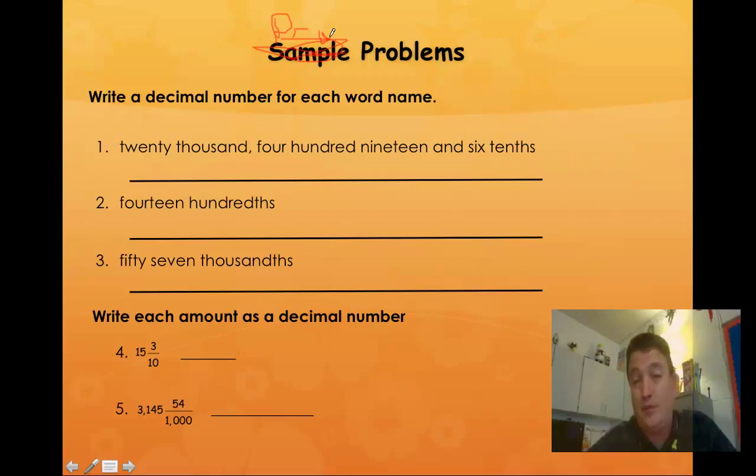So I need you to write the decimal number for each word name for 1 through 3. Just write down the number. And I need you to write each amount here as a decimal number. It should be pretty straightforward.